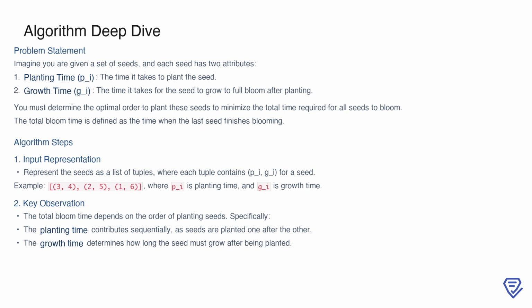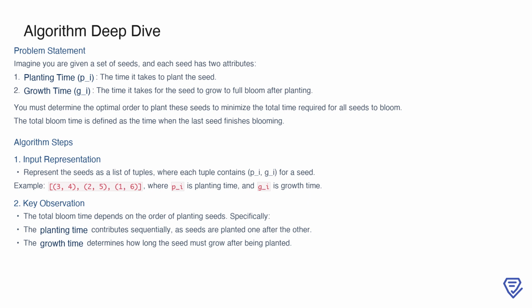To solve this problem, we need to determine the optimal order to plant a set of seeds such that the total time for all seeds to bloom is minimized. Each seed has two attributes. The planting time, denoted as P_i, is the time it takes to plant that seed, and the growth time, denoted as G_i, is the time it takes for the seed to fully bloom after it has been planted.